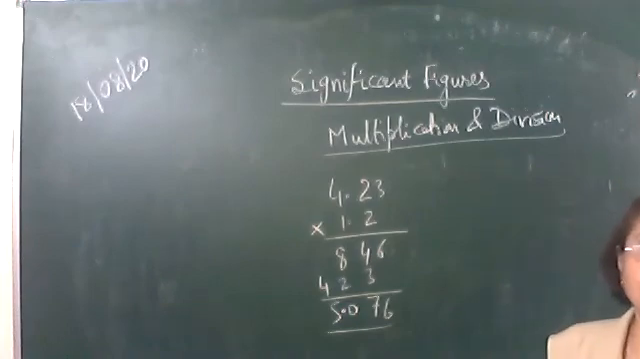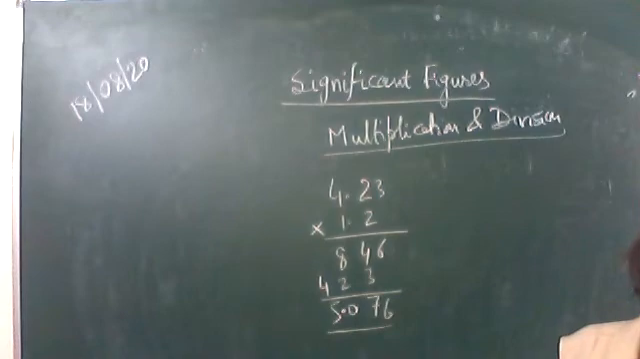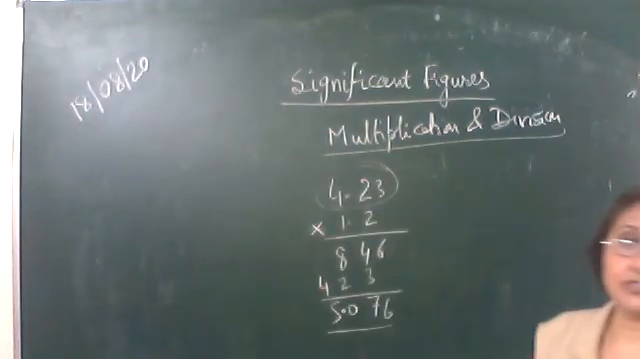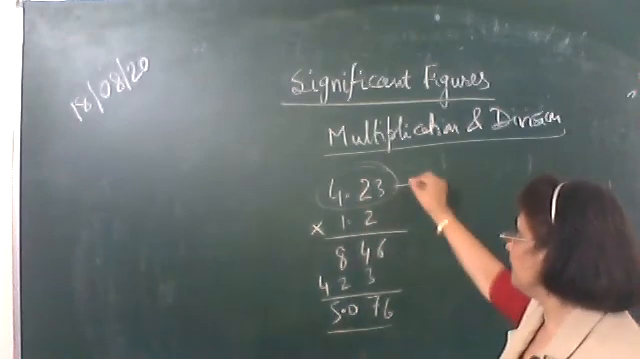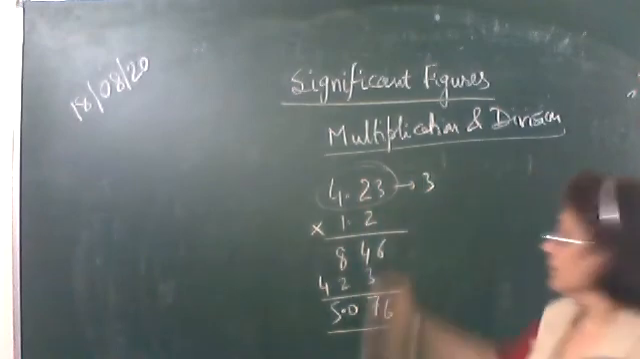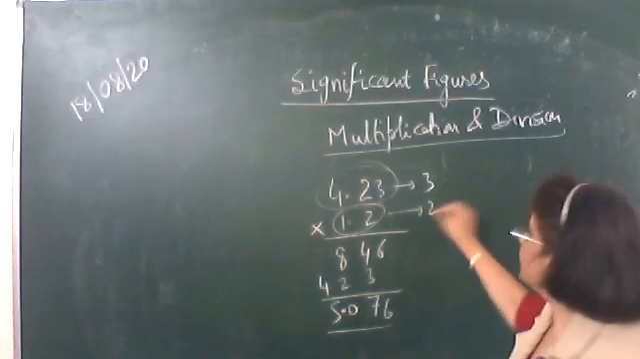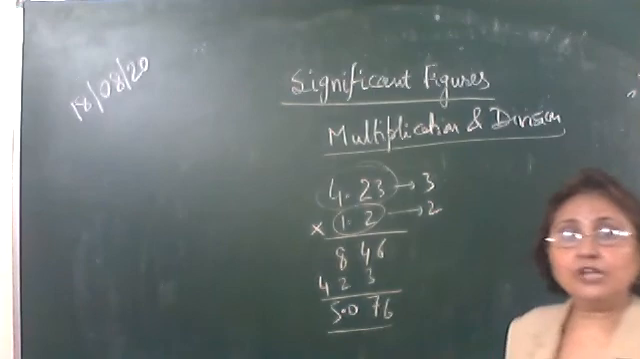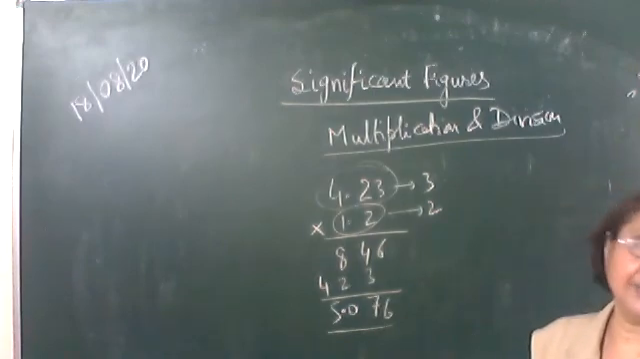So this way we multiply. Okay, now in multiplication and division, we don't have to see the digits after the decimal. Count the number of significant figures in individual values. Here, how many number of significant figures are there? 3. In this value, how many number of significant figures are there? 2. So the answer should have only 2 significant figures.